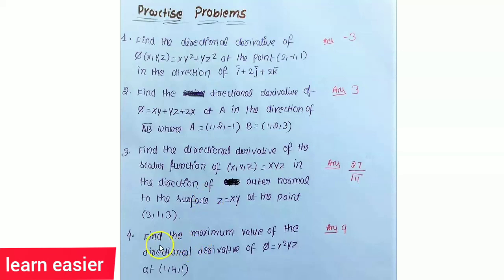And next, find the maximum value of the directional derivative of the function phi at (1, 4, 1). So you have to find del phi at the point here. For finding the maximum value, you take the vector and the modulus of that vector gives the maximum value of the directional derivative, that is mod del f gives the maximum value, that is 9.